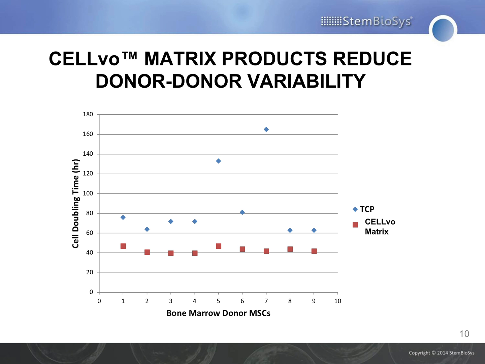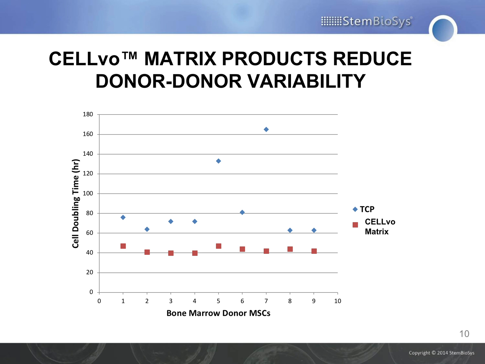So obviously, we were excited to see that the cells on the CELLvo Matrix with the lower doubling time were proliferating much more rapidly in every donor that we looked at. But perhaps more importantly is the variation that you see with tissue culture plastic compared to the CELLvo Matrix. This is likely due, again, to putting these cells onto a natural environment or a matrix that they recognize. So we think these cells are just continuing to proliferate.